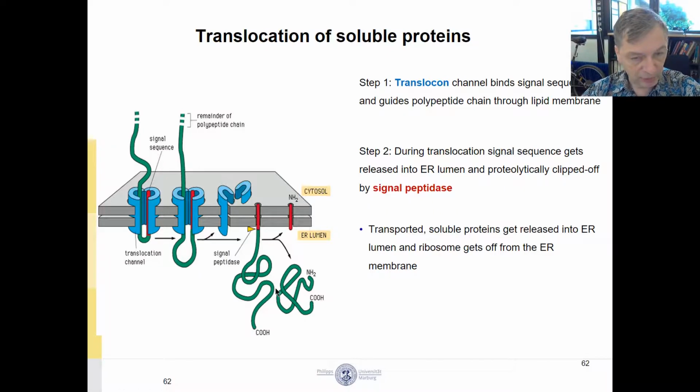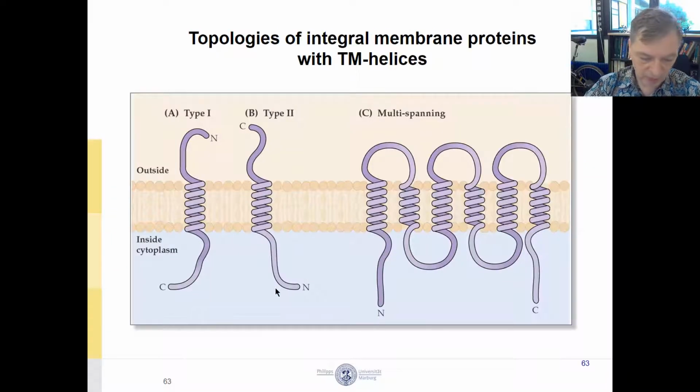For example, insulin is a classical example for this, when you are being asked, how is insulin formed? How is it secreted by the cells of our pancreas?